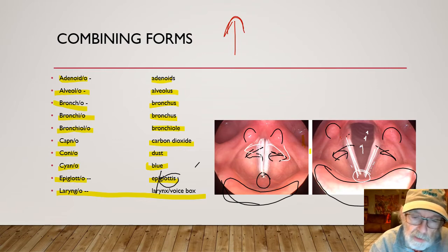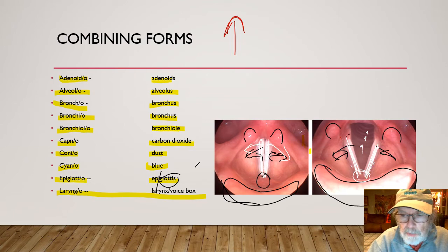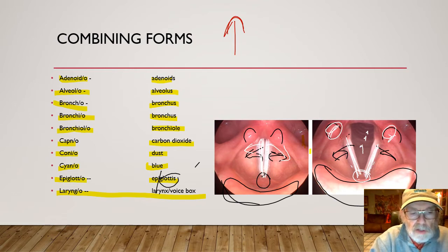Also, these muscles will make the cords tighter or looser, which will also change the pitch of your voice. So how much air is going through there and the pitch of the voice will be changed by the little muscles attached to these two little bumps right there that open and close, tighten or loosen the vocal cords. And that area, the larynx or voice box, the combining form would be laryngo.